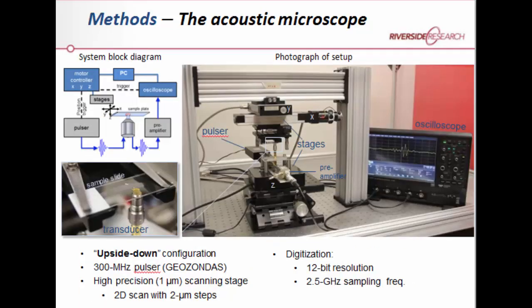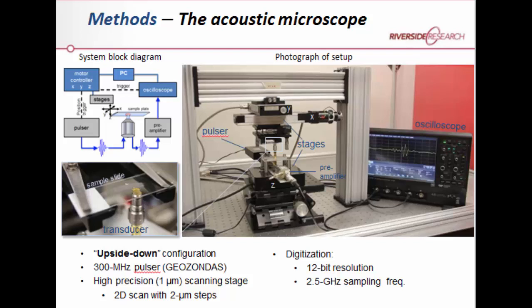But this is our acoustic microscope that we developed for these experiments. So basically, the sample slides are mounted on this two-dimensional scanning stage, and we are measuring in a so-called upside-down configuration. The samples are attached to the glass plate, and we go from underneath with the ultrasound transducer, and by scanning we can derive two-dimensional maps of the material properties of the sample.